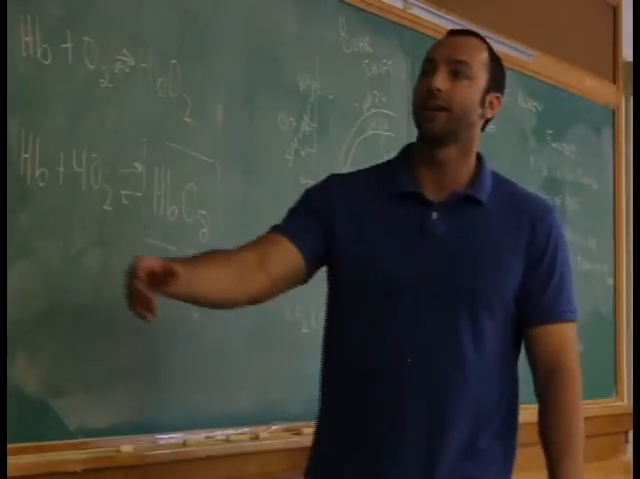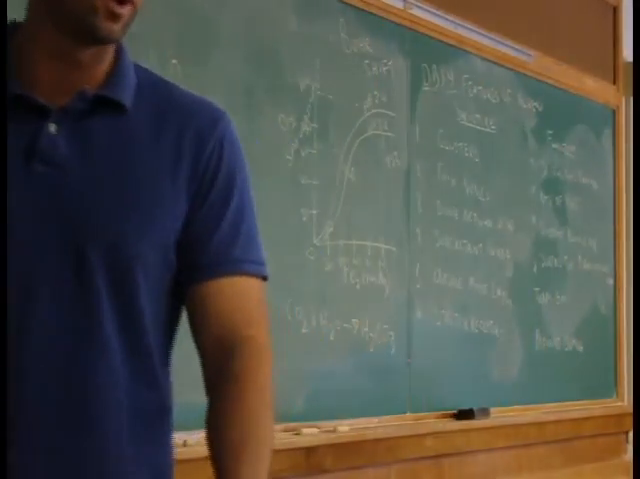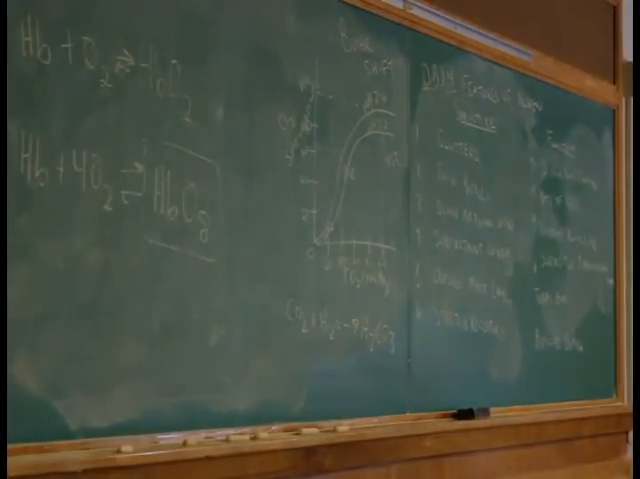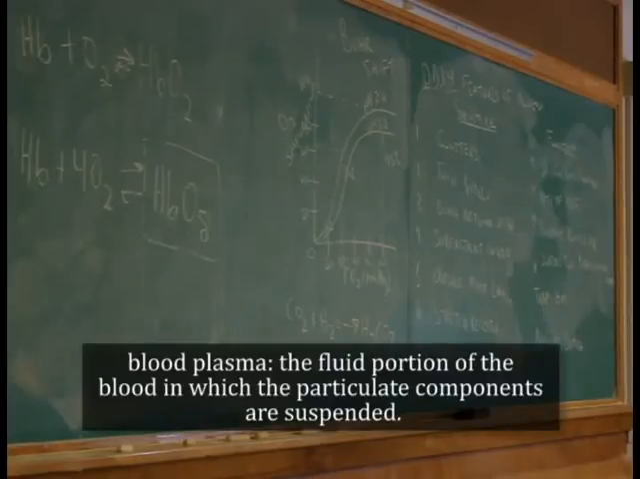The carbon dioxide gas travels through your body in three ways. One way is it can be dissolved in your blood plasma. And about 5% of the total carbon dioxide that's in your body right now is dissolved in your blood plasma.